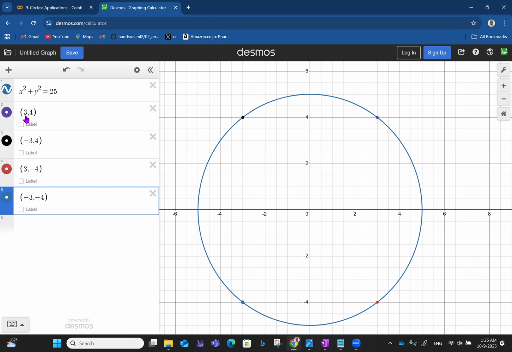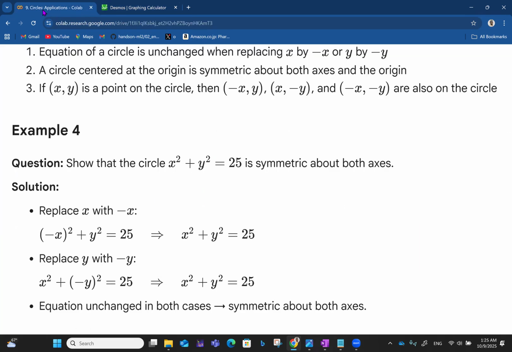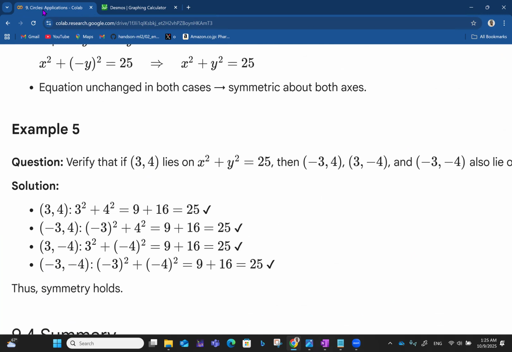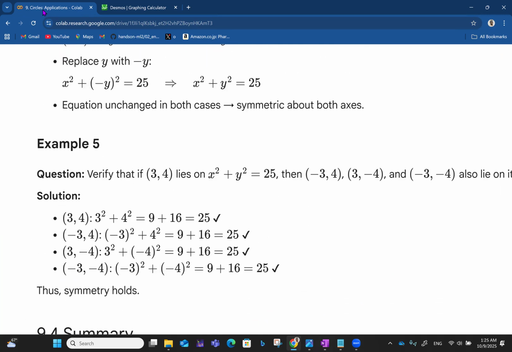So once the point x comma y lies on the circle, then no matter how you change the sign of x and y, they will always lie on that circle. Very interesting about the circle, talking about its symmetry. Then now, example 5.